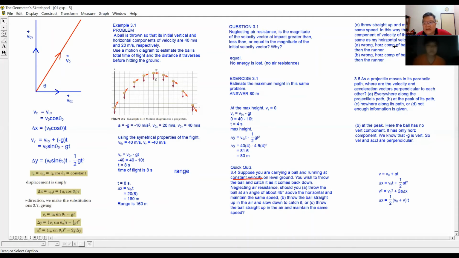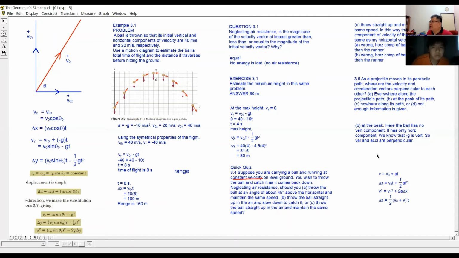Okay, now the third case here, throw the ball straight up in the air and maintain it. This is what we should do. But this one, part B, throw the ball straight up and slow down. If I throw the ball straight up, the ball has the same velocity as me. Then you're still moving forward with the same. And if I slow down, I cannot catch up with the ball anymore.